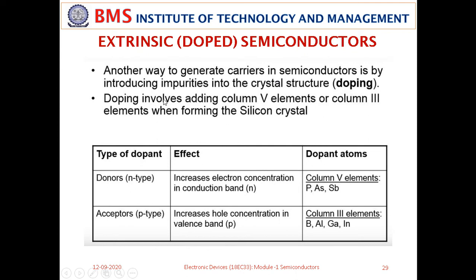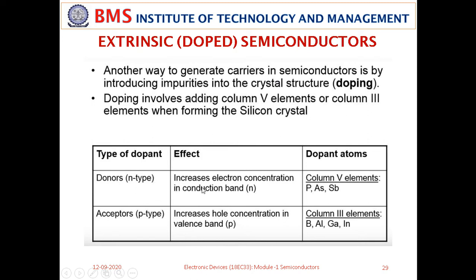Doping involves adding column 5 elements or column 3 elements when forming the silicon crystal. During the formation of the silicon crystal, you can add column 5 elements of the periodic table, which are pentavalent, or column 3 elements, which are trivalent impurity elements. That creates different types of semiconductors.